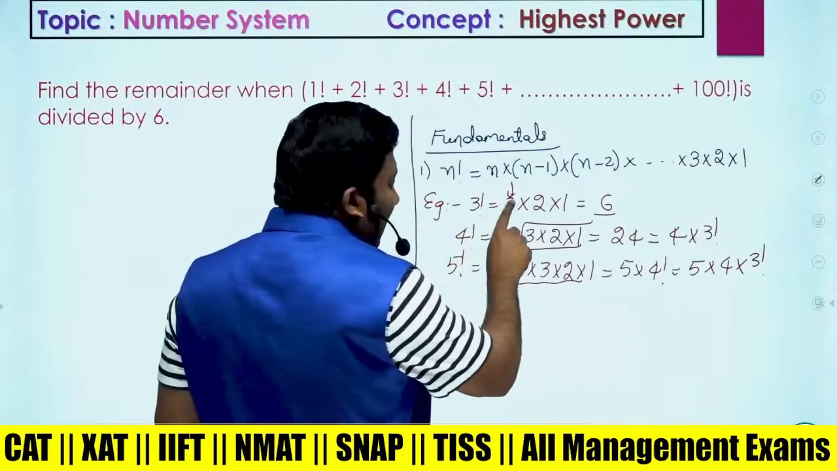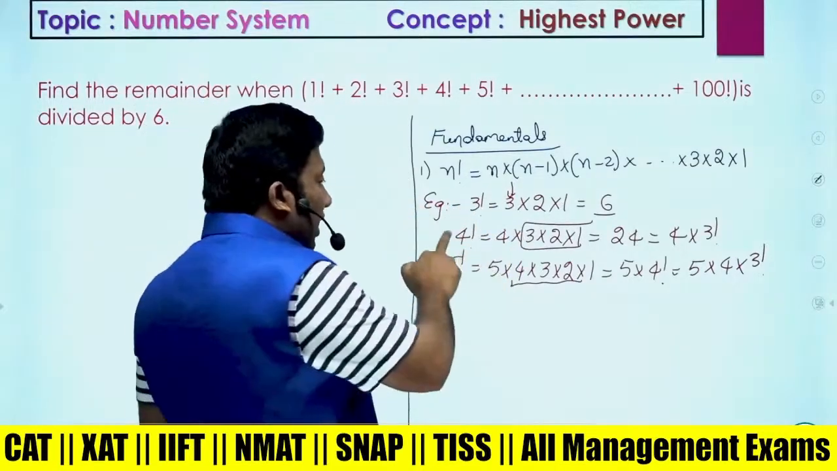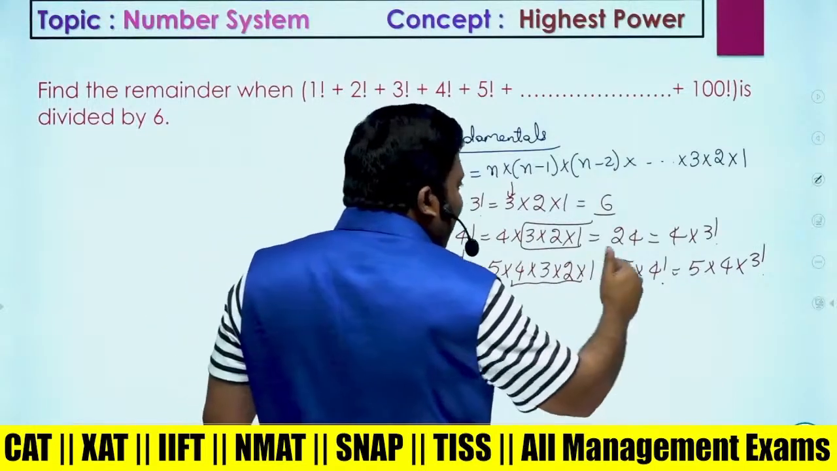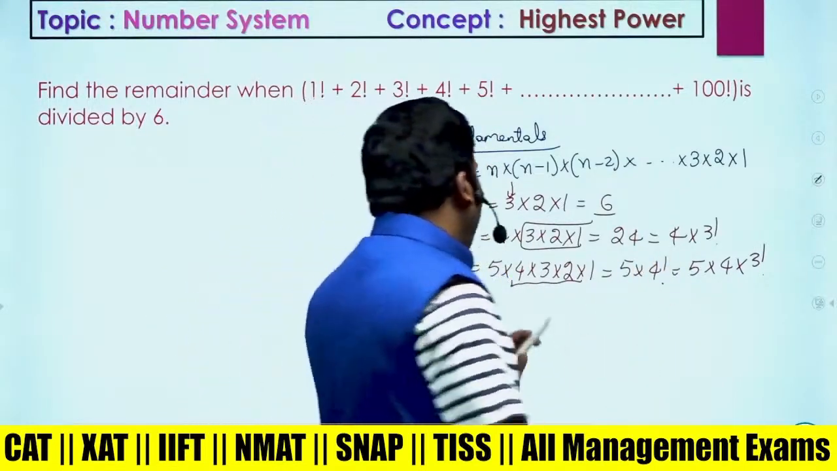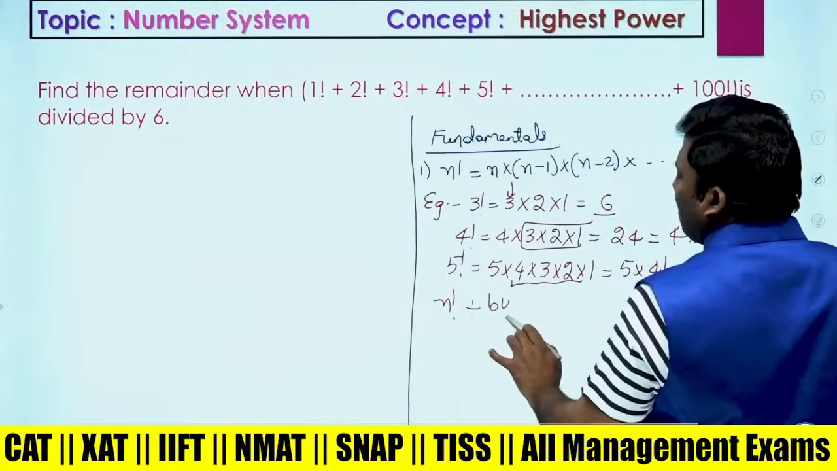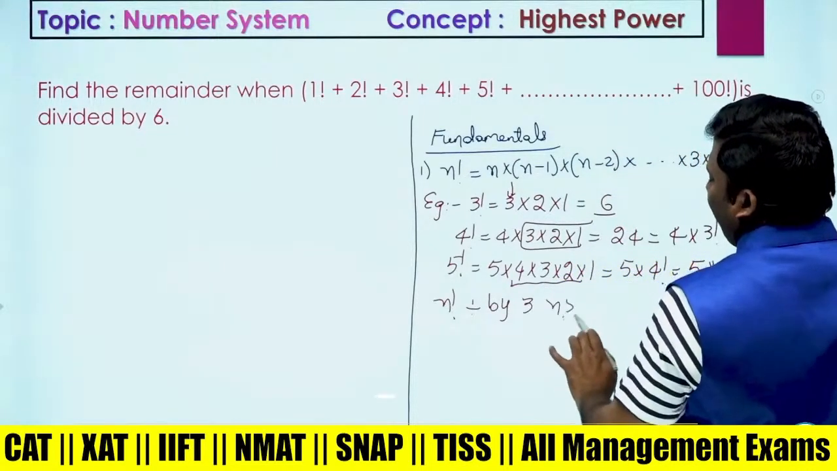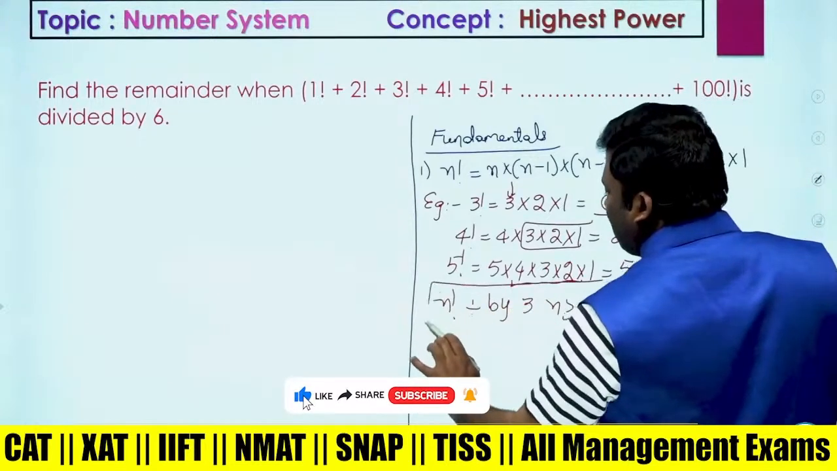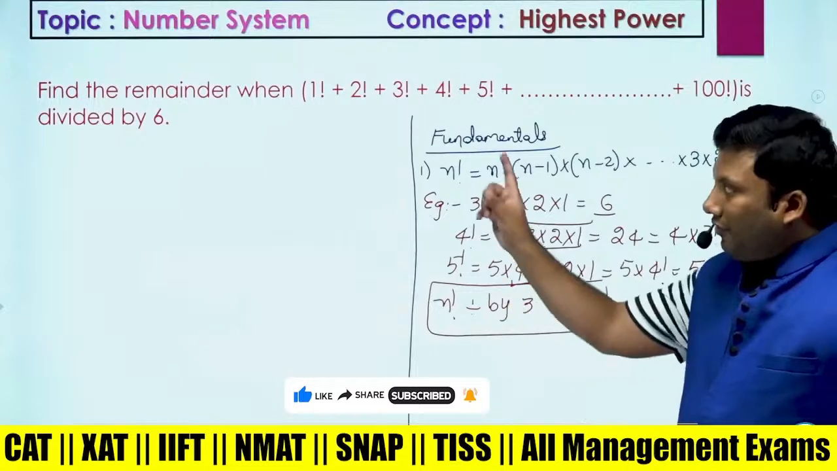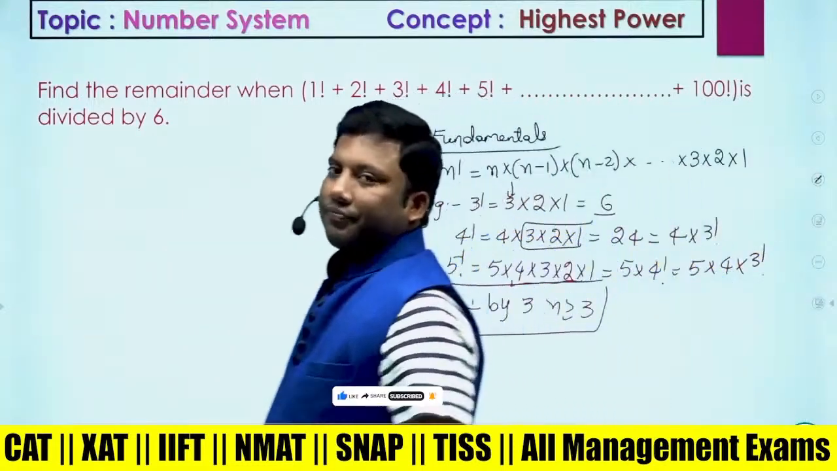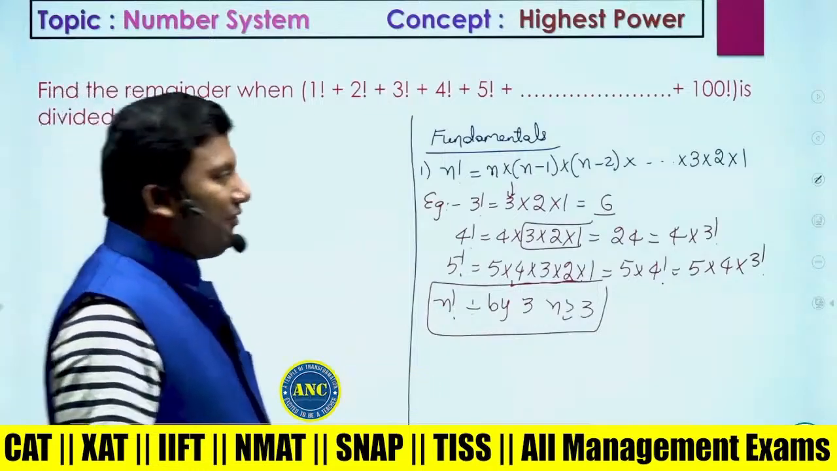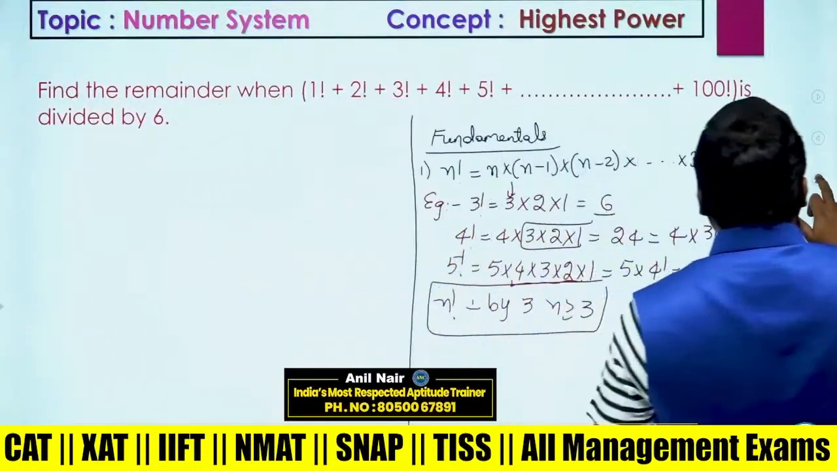Now very, very important. 3 factorial contains 3. The next natural number, 4 factorial, contains 3. The next natural number, 5 factorial, contains 3. Very, very important key point: n factorial is always divisible by 3, for n greater than or equal to 3. Make a note of it. This question is based upon that.